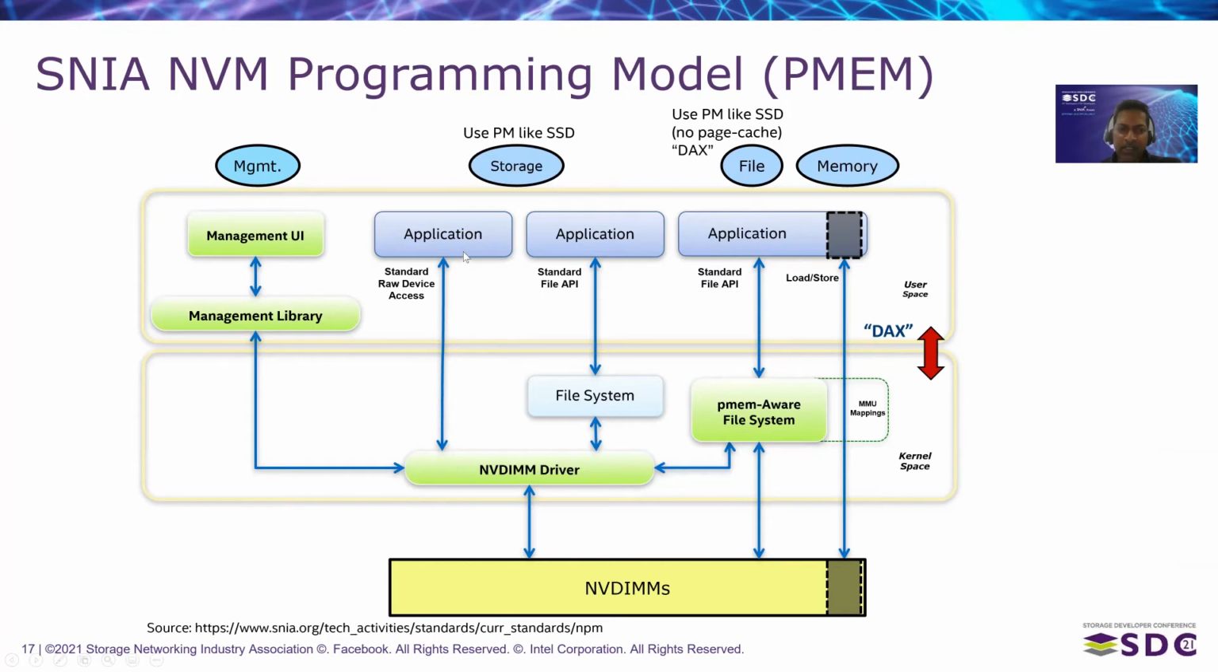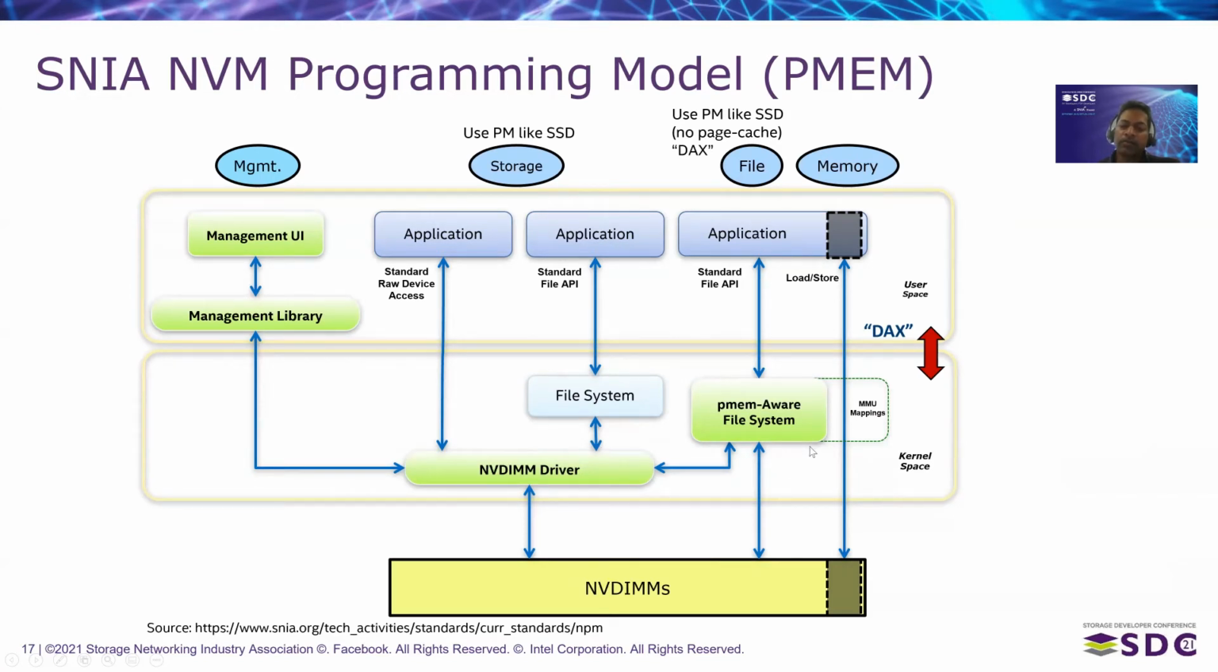So if you have an application that uses the block mode today, you can consume the NVM media through the standard raw device access. Right, that's one way of consuming it. It may not be optimal, but you don't need to make changes to the application because it is using the storage semantics. If you have an application that uses a standard file API, open, read, write, close, the POSIX file system API, you can use the standard file system route.